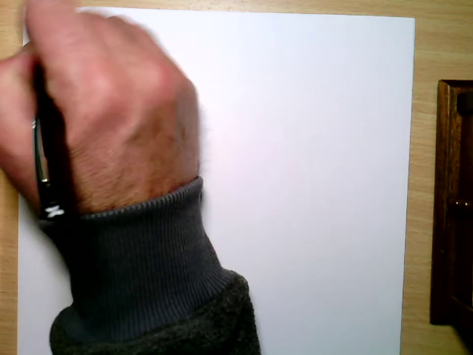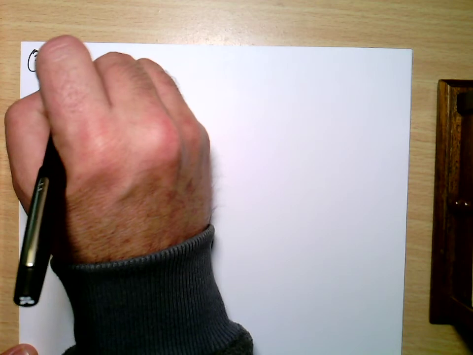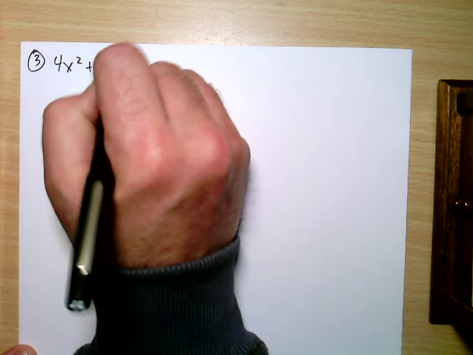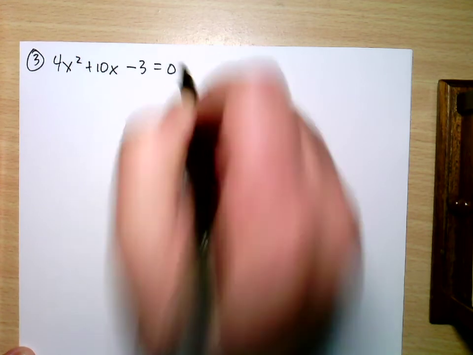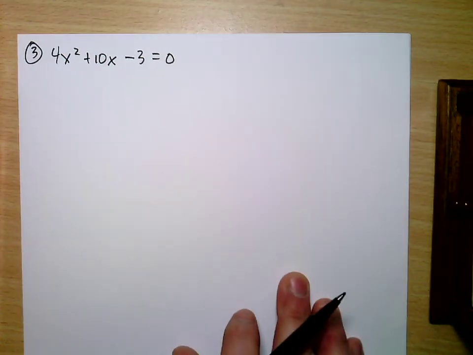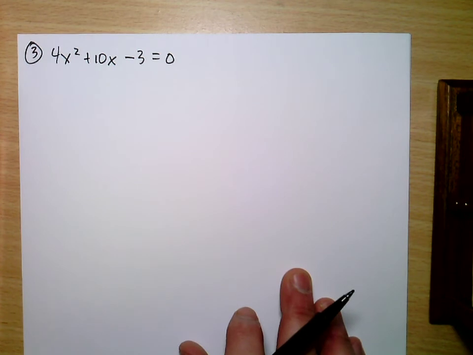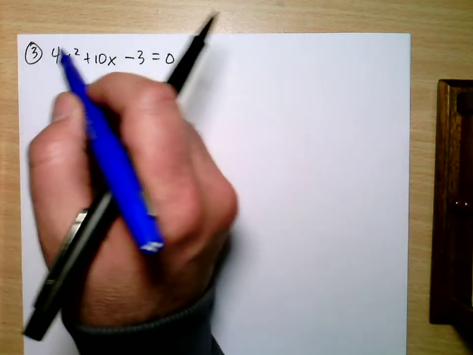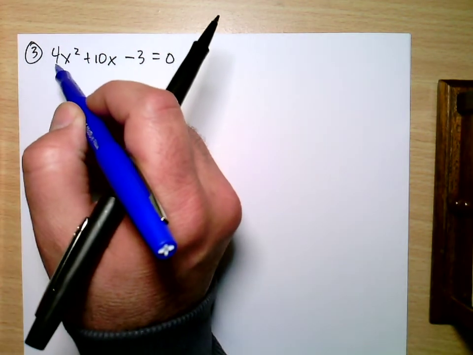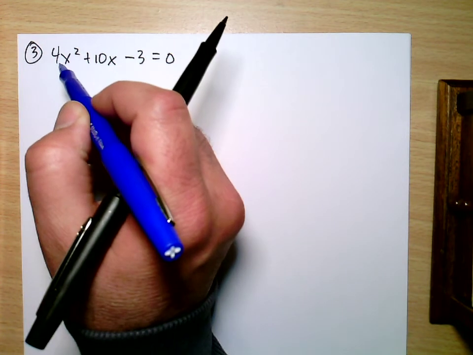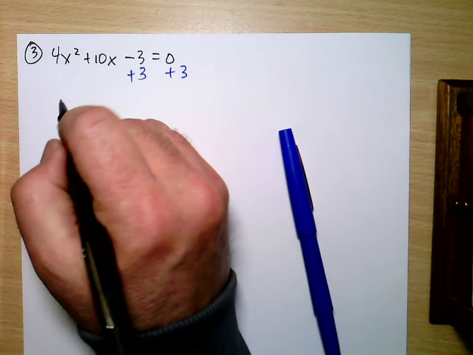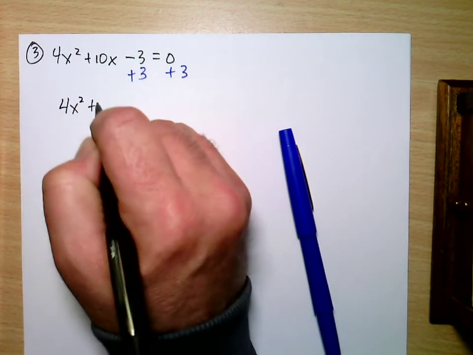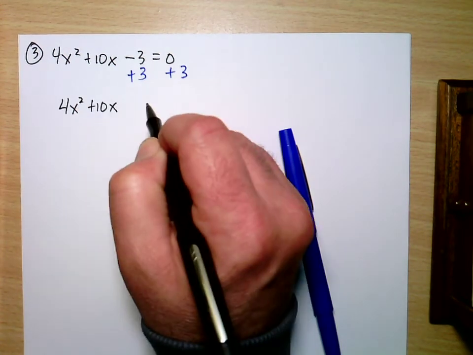Number 3. 4x squared plus 10x minus 3 equals 0. Okay, so again, we can't factor this, and you do see something on the x squared here. So we're going to talk about what we need to do with that. But first things first, let's get the left side variable terms by themselves. We're going to move that constant over to the other side.